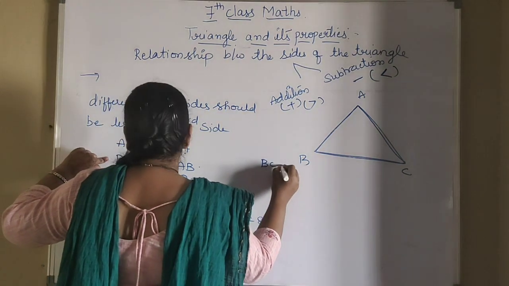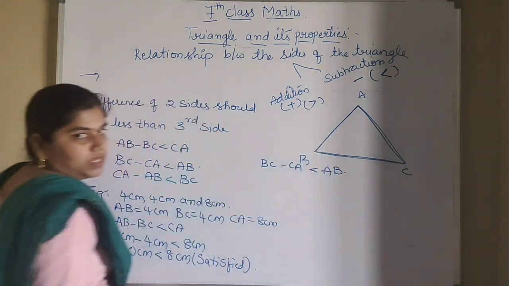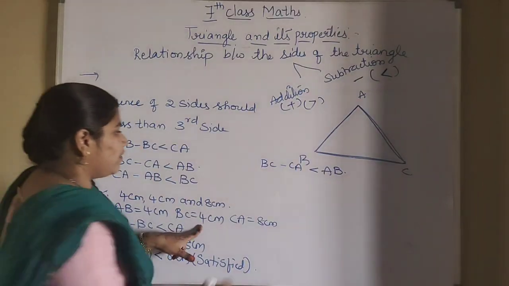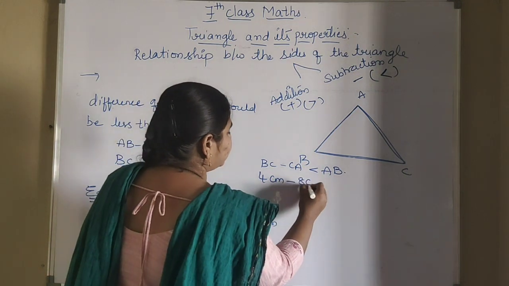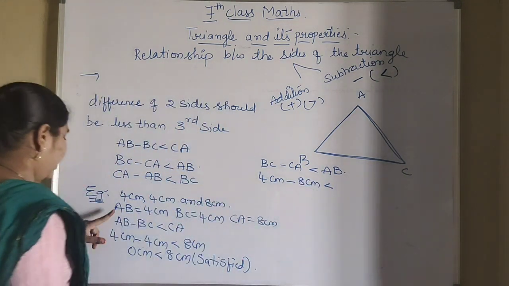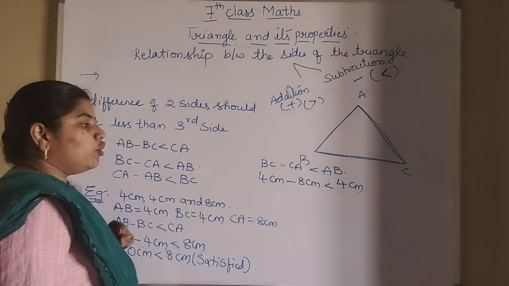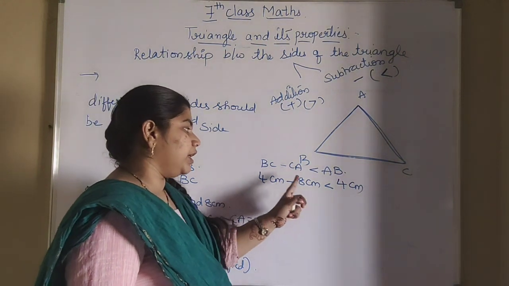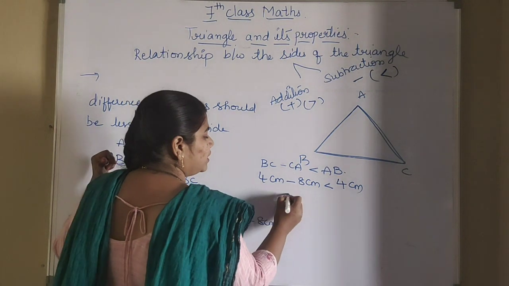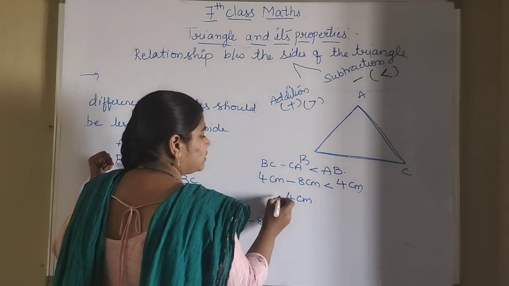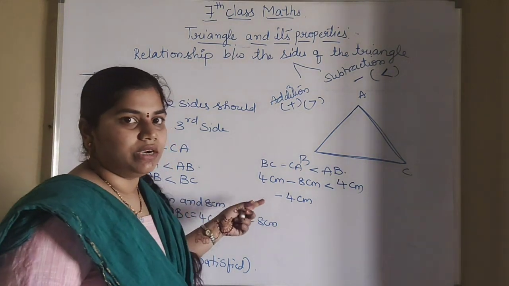What is the next condition? That is, BC minus CA should be less than AB. So what is the BC value? The BC value is 4 centimeters minus the AC value, 8 centimeters, should be less than AB. What is the AB value? 4 centimeters. So 4 minus 8. From 4 you can't take out 8, so the answer will be negative. So 8 minus 4 is 4, and the sign of the bigger number is minus. Already we have learned this in integers, in 6th class.